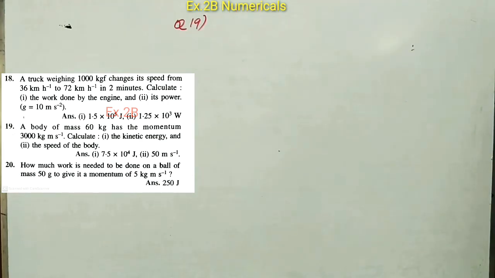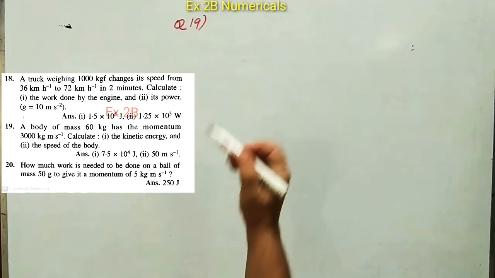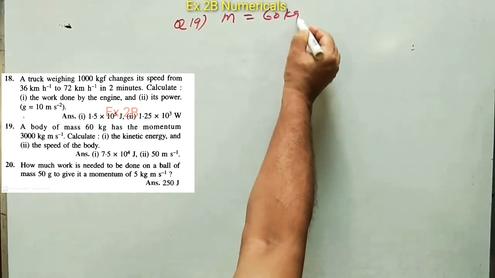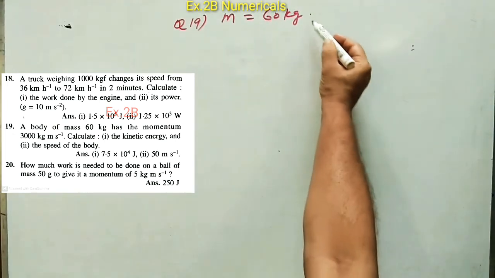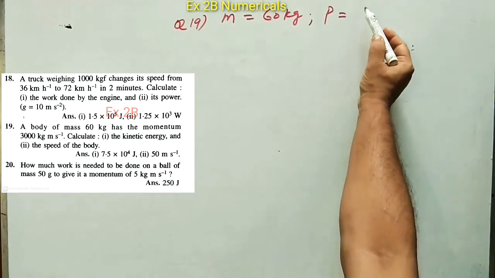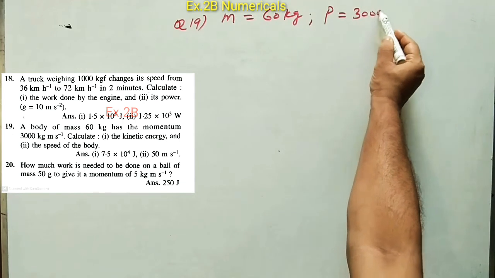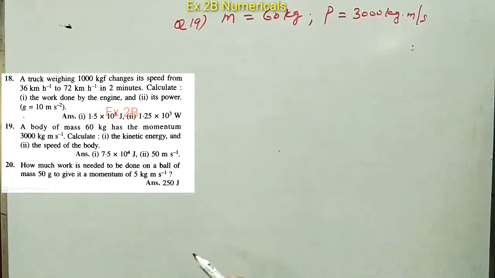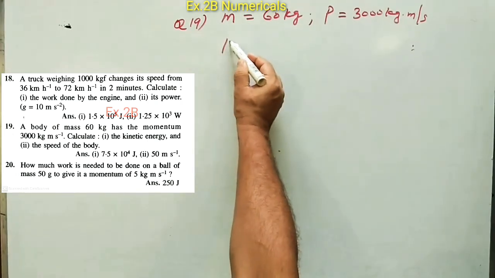Question number 19. A body of mass 60 kg has the momentum 3000 kg meter per second. Calculate first the kinetic energy, second the speed of the body. So the mass of the body is given, mass is equal to 60 kg. Clear? Momentum p is given as 3000 kilogram meter per second. That's the momentum given. So you have to calculate the kinetic energy.